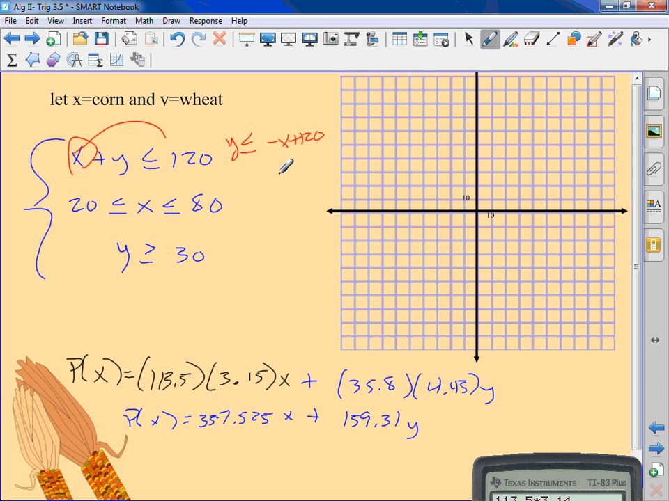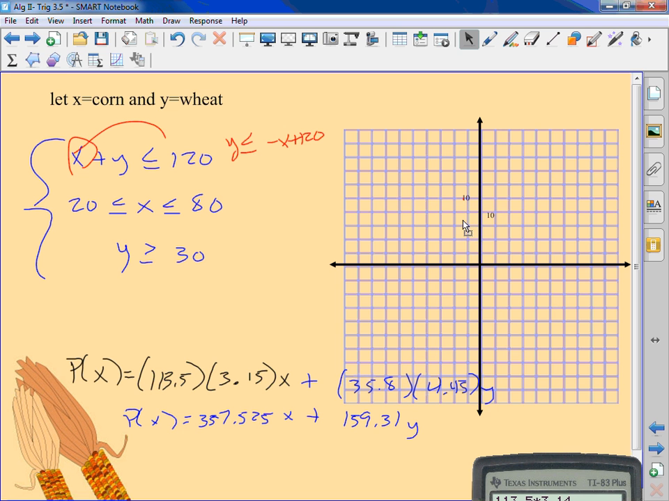So this means I start where? 120. How many of you have 120 squares on your graph? No one does. So you need to count by a different number. Count by tens. But if you count by 50s, are you going to be able to graph 20 and 80 and 30 accurately? You want to be as accurate as you can. So 10, 20, 30, 40, 50, 60, 70, 80, 90. I don't have enough room on mine. Sure we do.